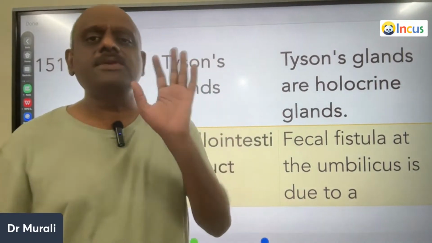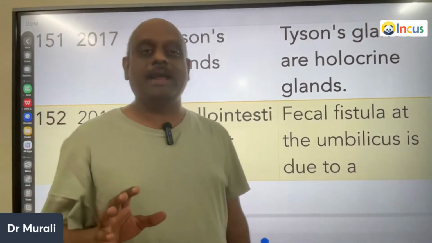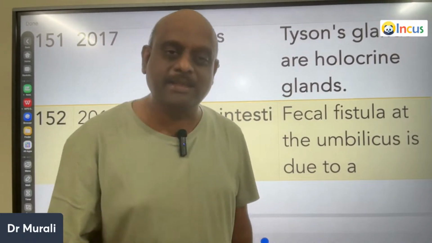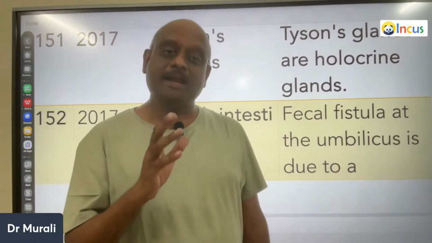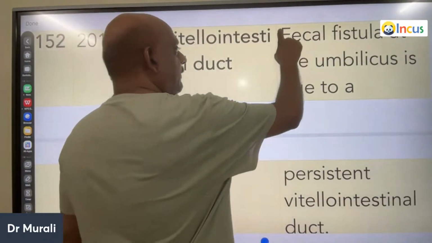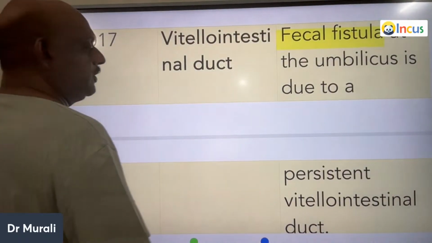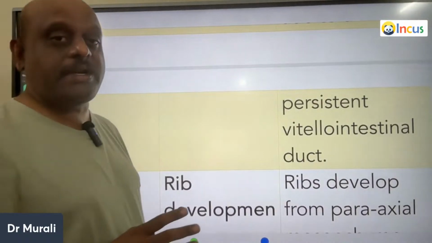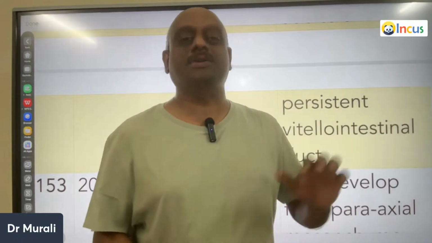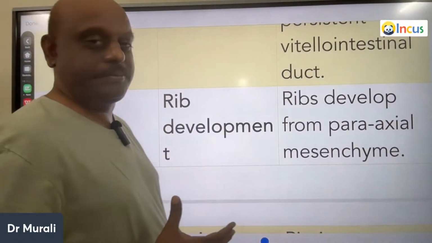Tyson's glands. What type of glands are Tyson's glands? They are the holocrine glands. Once more, what are apocrine glands, merocrine glands, holocrine glands? What are the examples? You need to be very sure when it comes to tomorrow's NEETPG. Fecal fistula at the umbilicus is because of what? You should know it is the persistent vitello-intestinal duct that leads to the fecal fistula onto the umbilicus, which you should remember.